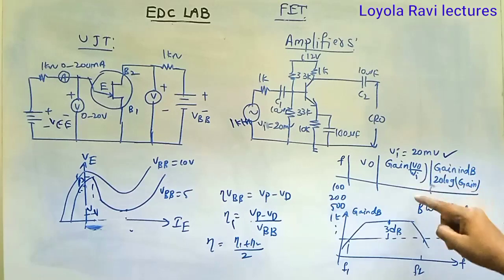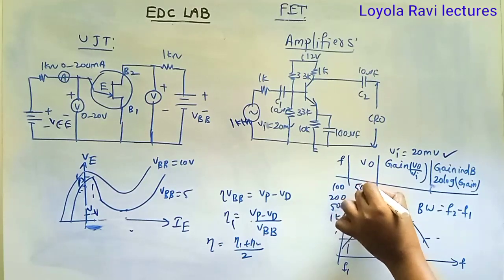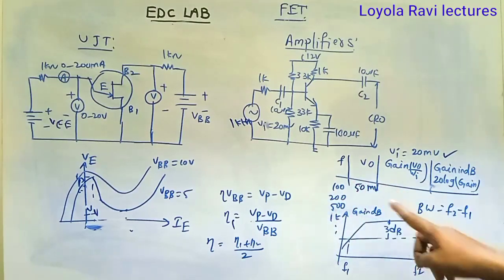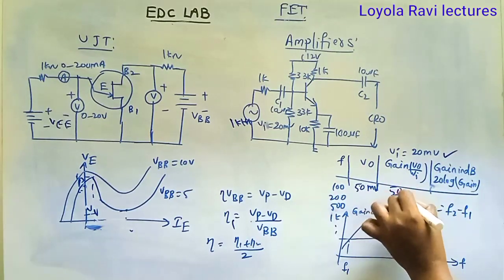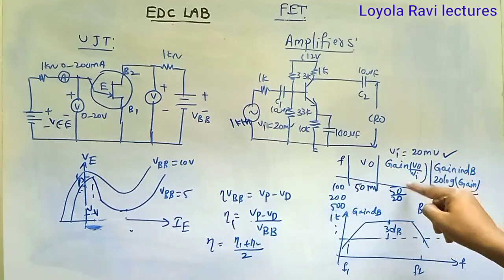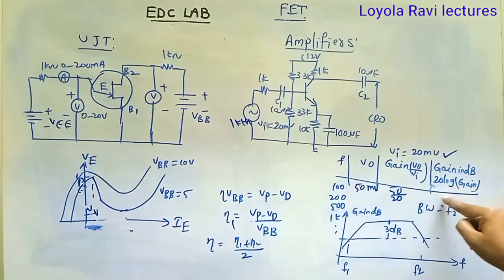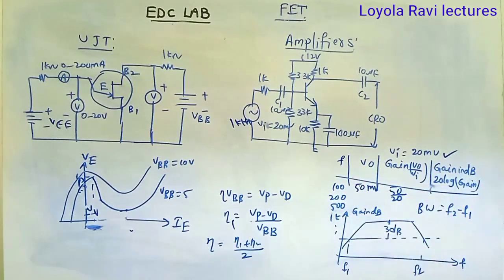Then gain is V0 by Vi. For example, for 100, I will get 50 millivolts, 50 by 20. That is the gain, 50 by 20. For all, input is same. Then 20 log 50 by 20 is gain in dB. You can find all the values. You can take some set of values, then plot the graph between frequency and gain in dB.